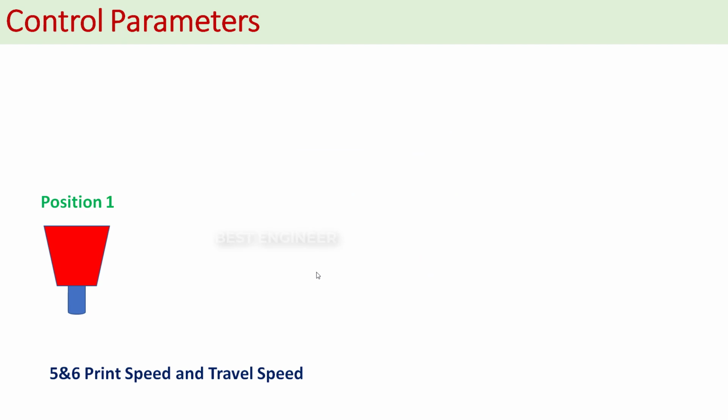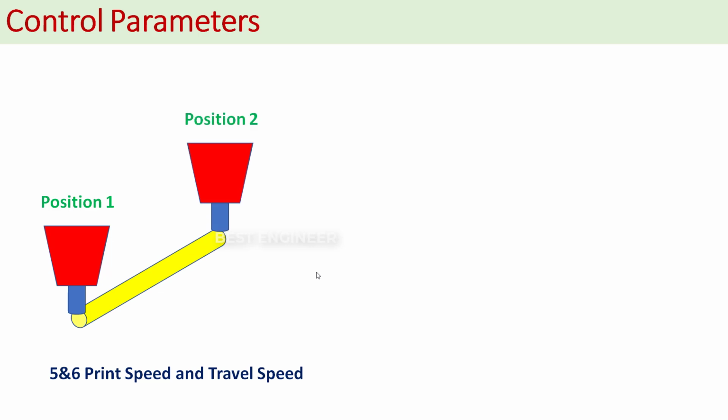Now, printing speed. How fast the material is deposited over the bed is called print speed. Now the nozzle is at position 1, it is depositing the layer and moves to position 2. How fast it is moving from one position to another is called travel speed.